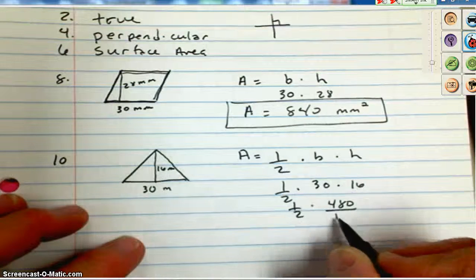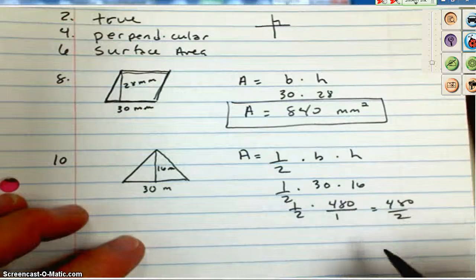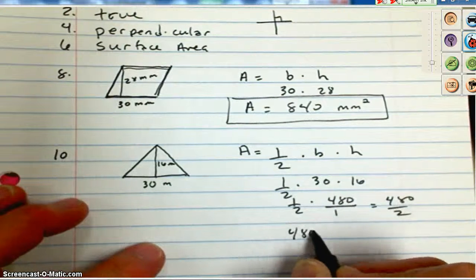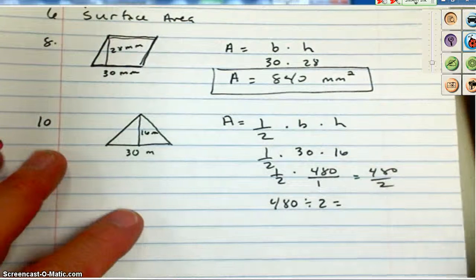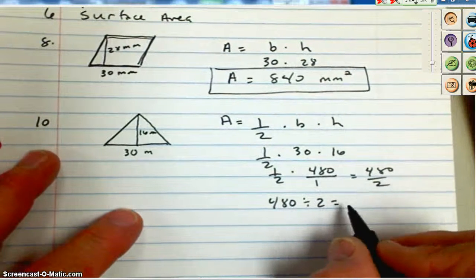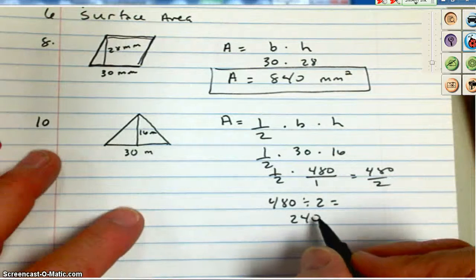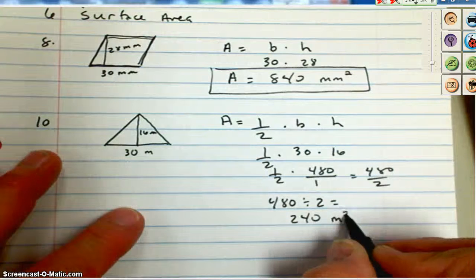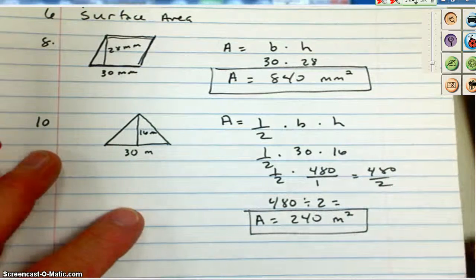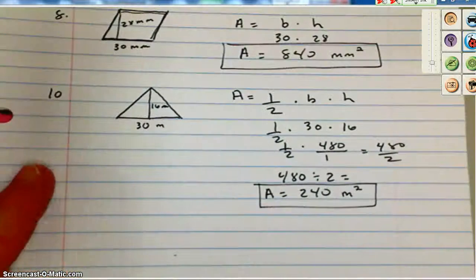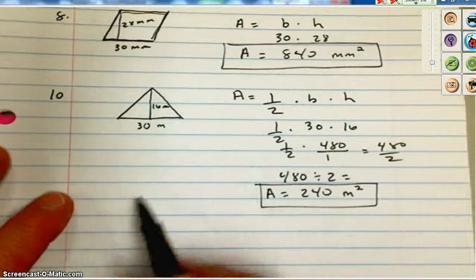Now you could multiply that out and get 480 halves, but you get the same thing if you take 480 and divide it by 2. 480 divided by 2 is 240, so we label it: area is equal to 240 meters squared, and your paper needs to look pretty close to that. Again, if you did some work by paper and pencil, put it over here so it's out of the way of your formula.